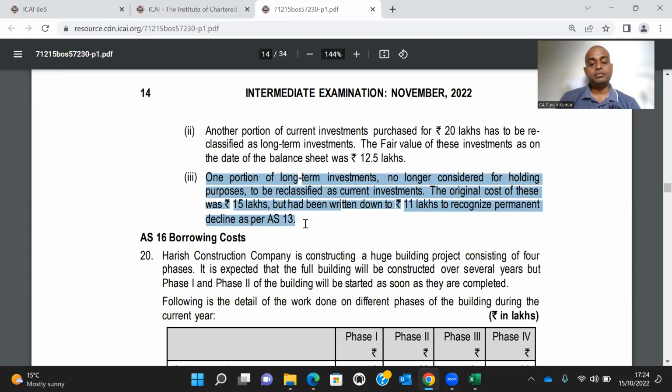Okay. Read the third question, ma. Yes, sir. One portion of long-term investment no longer considered for holding purposes is to be reclassified as current investment. Is it the reverse of 1 and 2? Yes, sir. Read. The original cost of these was 15 lakhs, but had been written down to 11 lakhs to recognize a permanent decline as per AS 13. Okay. So what is the original cost? 15 lakhs, but had been written down to 11 because of some permanent decline.